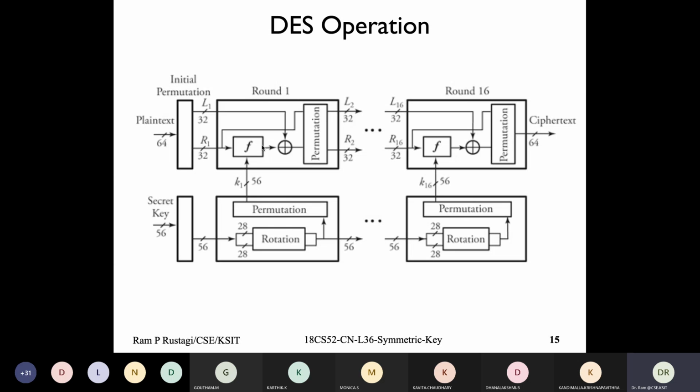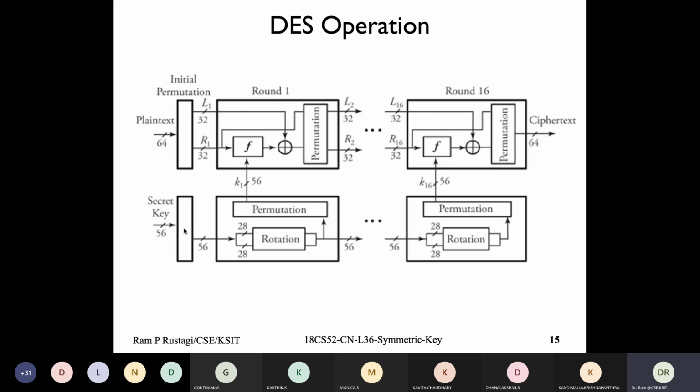So the key is used in this F part. When we use the right half, we do some permutation, apply the key here, and do the XOR with Li, and that gives you the new right half. So R1 gives you R2, and R1 by itself becomes L2. The right half is just taken as input for the left half, but the right half is transformed through the F function, XORed with the left half, and then you get R2, which is 32 bits. Now L2 and R2 become the input for the next round.